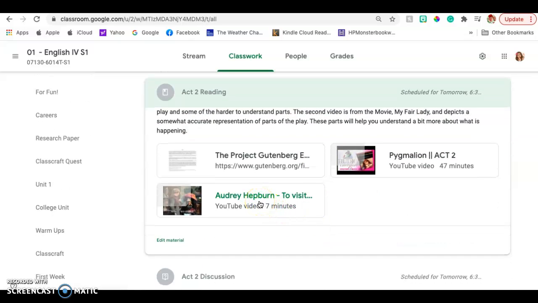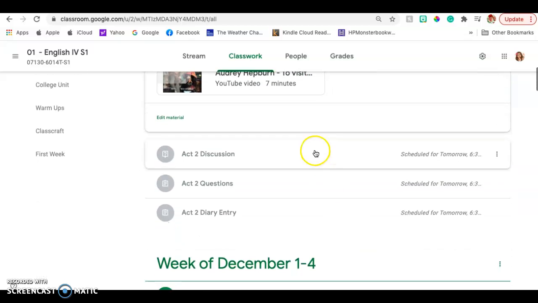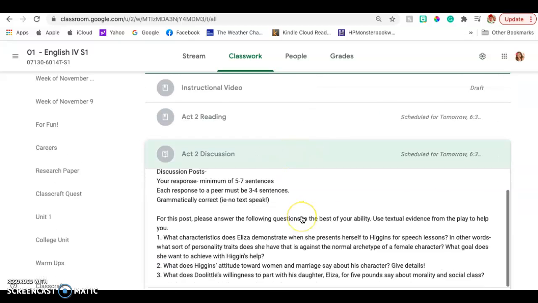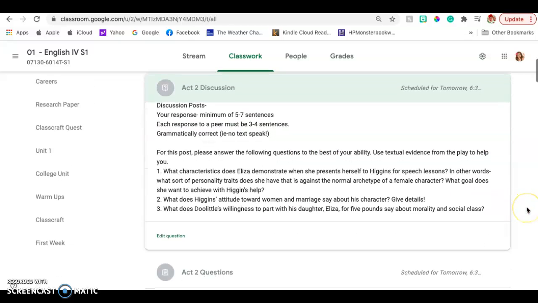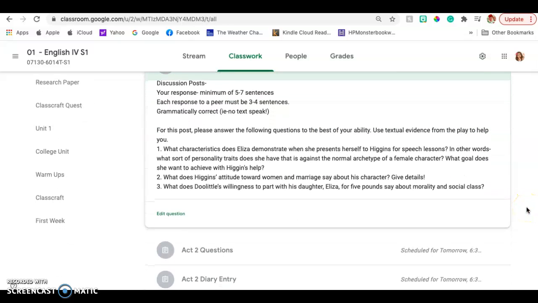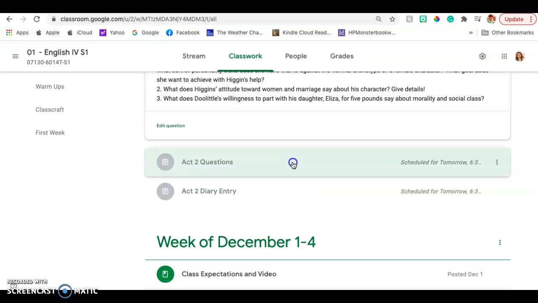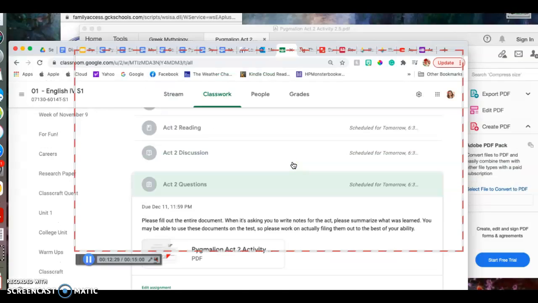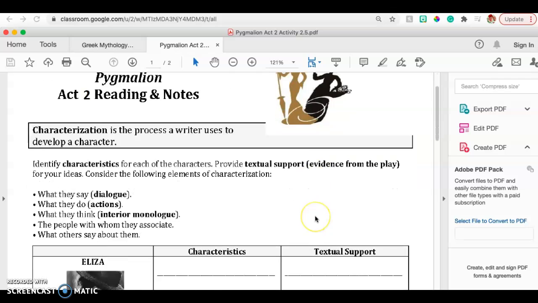I also put one of the main scenes from My Fair Lady from Act 2 in here, so you can watch it and see, oh hey, that's what's going on. I'm a visual learner, so I like having videos to watch. Then you have a discussion post. You have to answer all 3 questions in your post, okay? These are pretty self-explanatory, but if you get stuck, please ask questions.